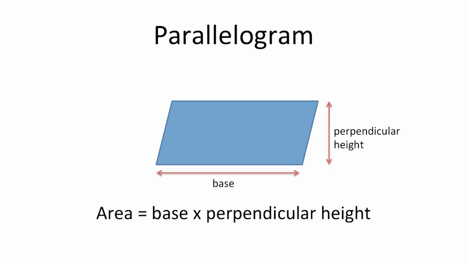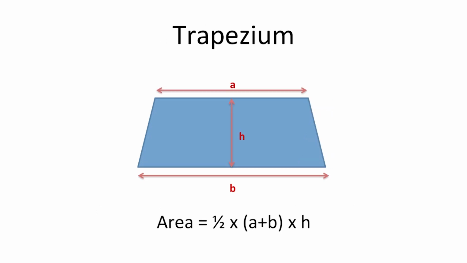A parallelogram, essentially, is a slanted rectangle. And once again, we look at the base and the perpendicular height and multiply the two together to get the area. The trapezium looks like this.